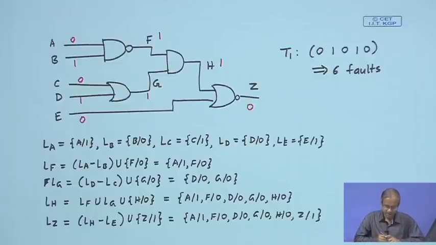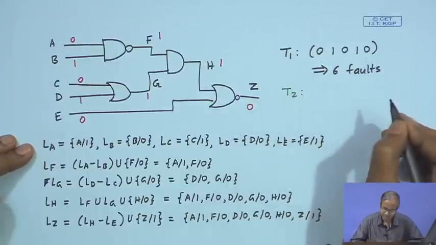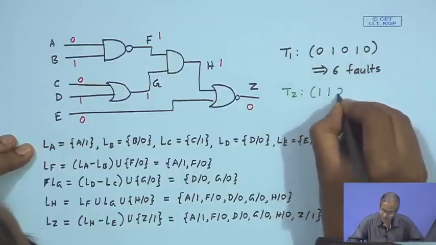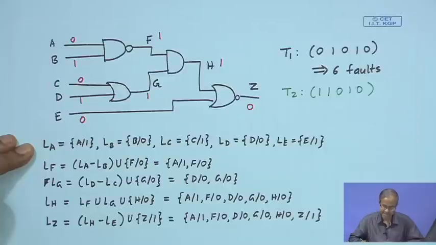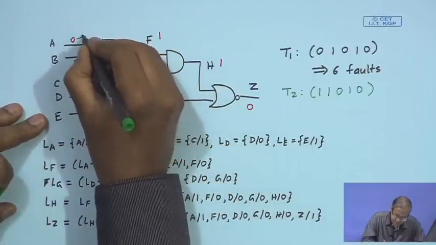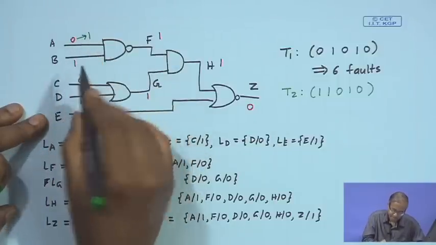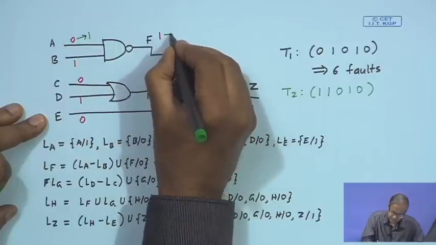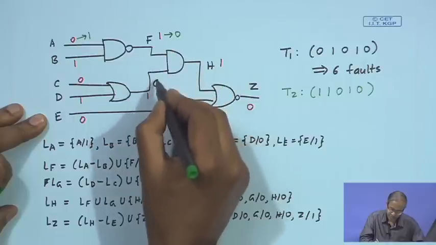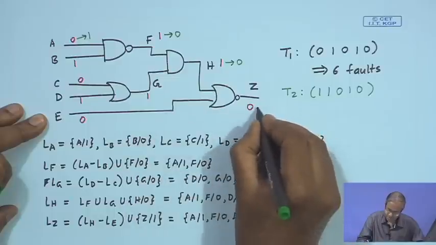Now, let us suppose we apply a second test vector, where we make the change in one of the bits only. Let us say the next example is 1 1 0 1 0, only A changes. I am showing the relevant changes in the diagram only. This changes to 1. This is a NAND gate, it becomes 1 1. So, F also changes to 0. AND gate 0 and 1, this also becomes 0, and the NOR output also becomes 1.